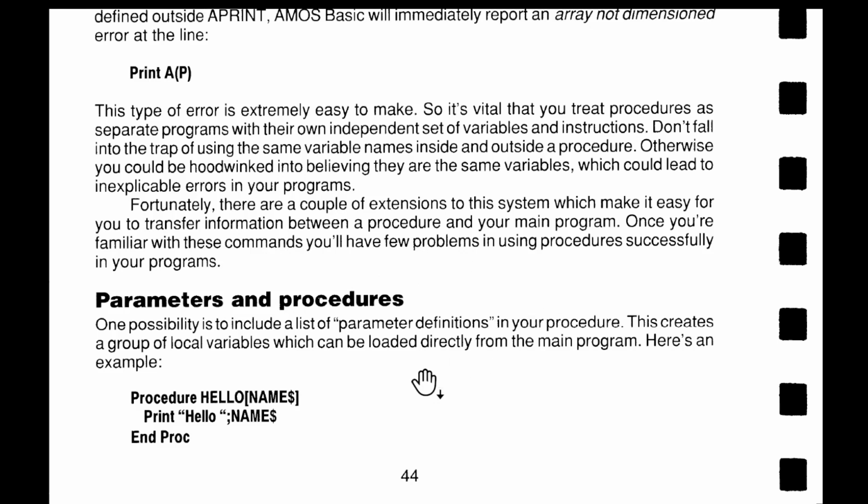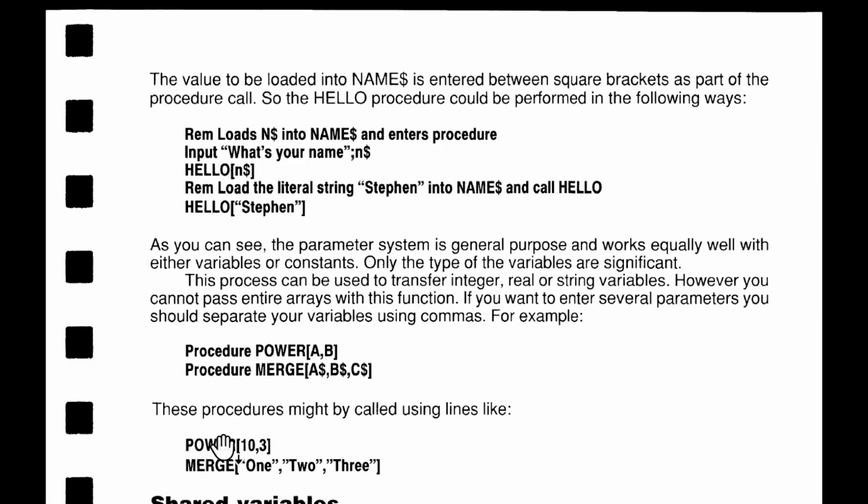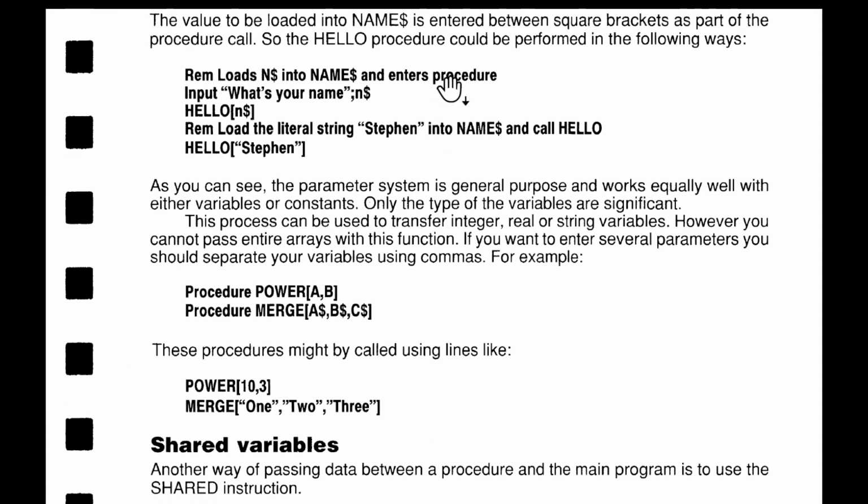Parameters and procedures. One possibility is to include a list of parameter definitions in your procedure. This creates a group of local variables which can be loaded directly from the main program. Here's an example. Procedure HELLO[NAME$]: Print "Hello, ";NAME$: End Proc. The value to be loaded into NAME$ is entered between square brackets as part of the procedure call. So the HELLO procedure could be performed in the following ways.